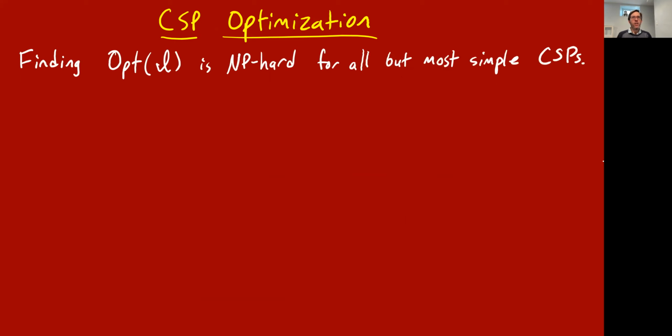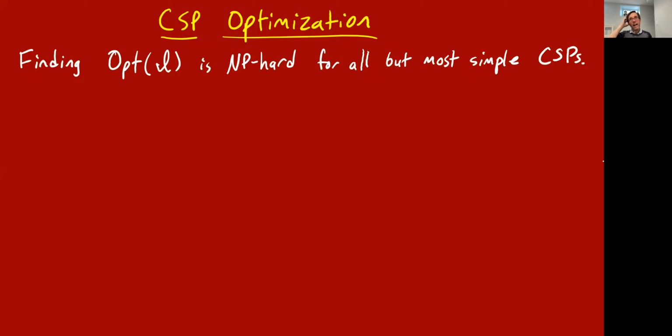Okay, let me move on now to talking about CSP optimization, which is the second task. So in contrast to CSP satisfiability, if I ask you to find the optimum assignment, the one that satisfies the most constraints, even if that's not 100% of the constraints, this is really hard. It's NP hard for all but the most simple CSPs. I mean, it's already NP hard for max cut, as you well know.